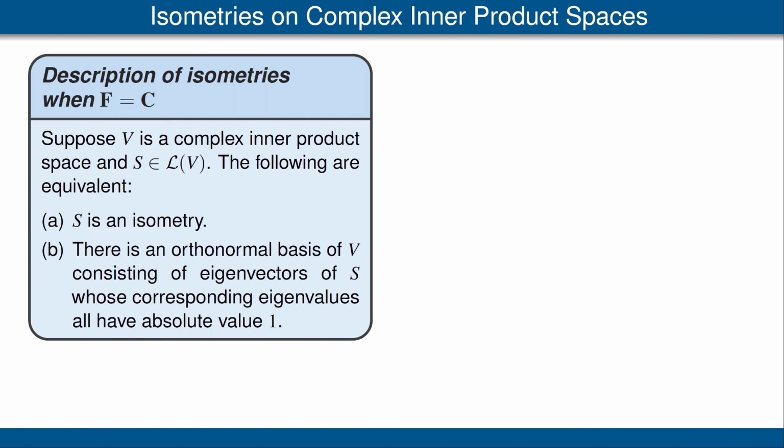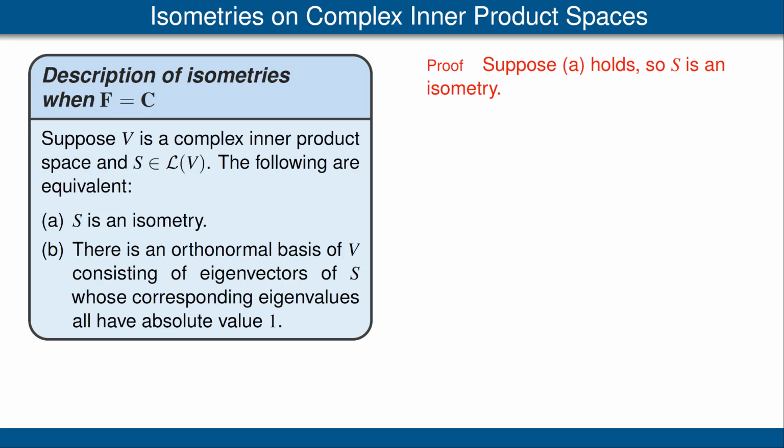Our last result in this video gives a complete description of isometries on complex inner product spaces. We should note that this result is false on real inner product spaces. In a later video, we will give the correct result for real inner product spaces. Our result states that if V is a complex inner product space and S is an operator on V, then the following are equivalent. Condition A, S is an isometry. Condition B, there is an orthonormal basis of V consisting of eigenvectors of S whose corresponding eigenvalues all have absolute value 1.